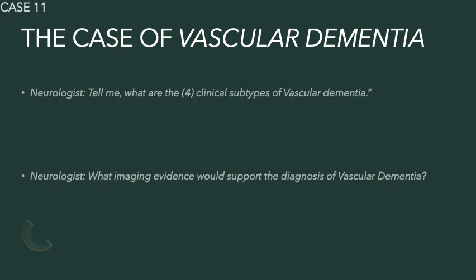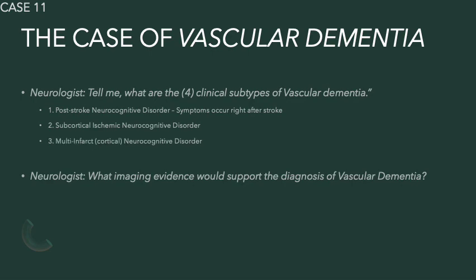We'll answer each of this guy's questions. So, what are the 4 clinical subtypes of vascular dementia? Number 1, post-stroke neurocognitive disorder. Symptoms occur right after the stroke. Number 2, subcortical ischemic neurocognitive disorder. Number 3, multi-infarct or cortical neurocognitive disorder. And number 4, cortical subcortical vascular neurocognitive disorder.